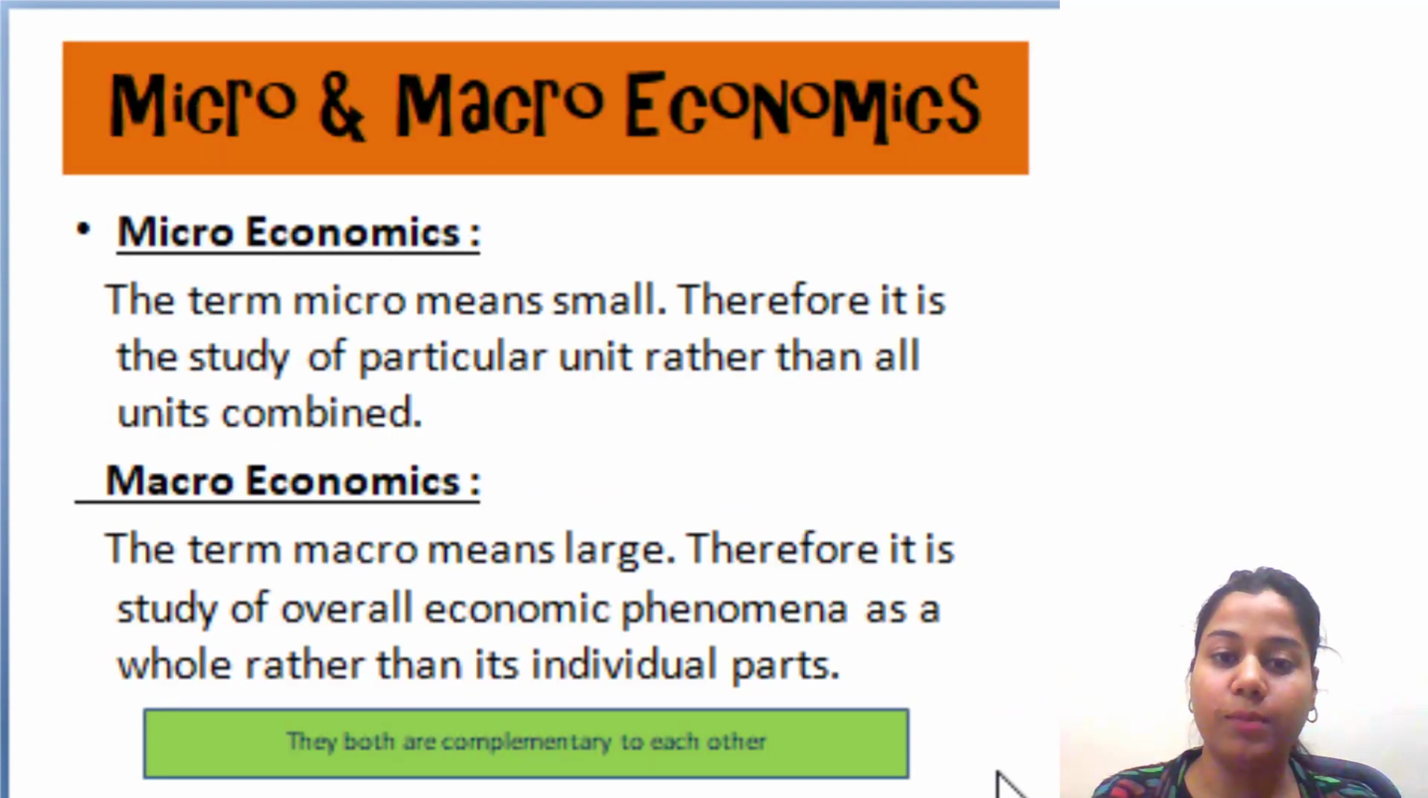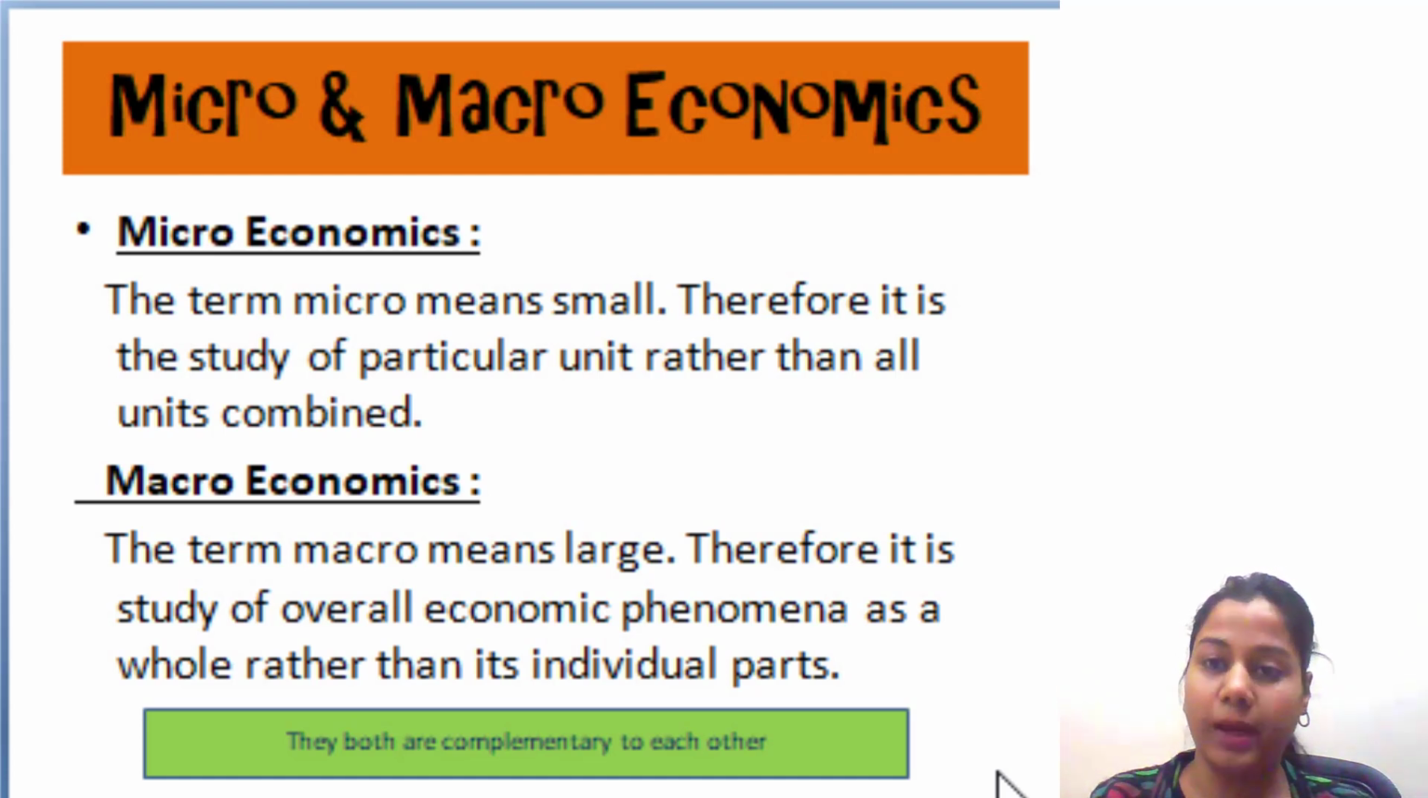The next one is micro and macroeconomics. The first is microeconomics. As we know, micro means small. Therefore, microeconomics deals with the study of particular unit rather than whole units. For example, price of a commodity, income of an individual. Here we deal at individual level.